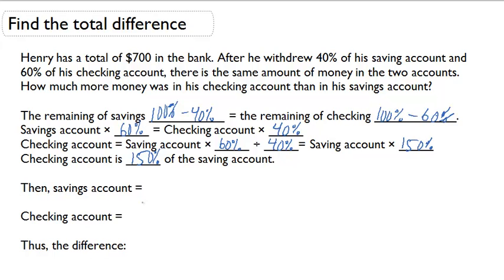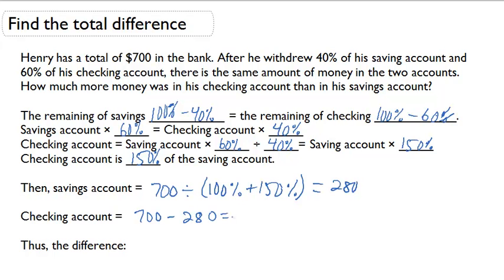Now let's do some calculations. Let's calculate the savings account. 700 divided by 100% plus 150%, and that's going to equal 280. That means that the checking account has to be 700 minus 280 equals 420, and the difference between them has to be 420 minus 280, which equals $140.